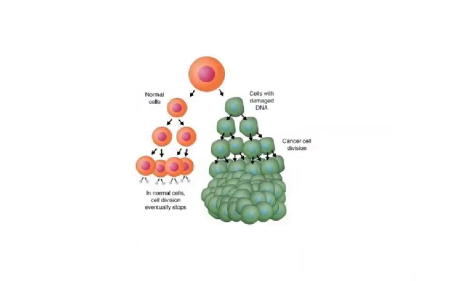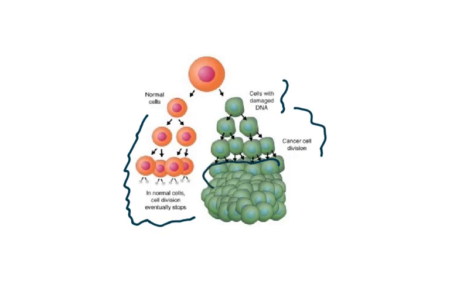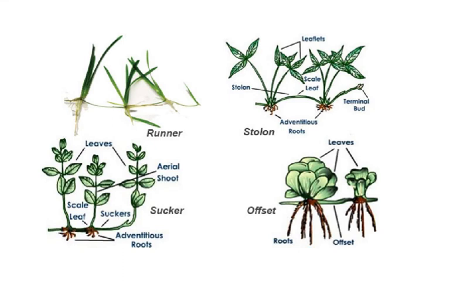Another diagram showing you this: normal cells divide, normal cell division eventually stops. But cells with damaged DNA become cancer cells, and the cells keep on dividing and keep on dividing and keep on dividing. Now, what is asexual reproduction?